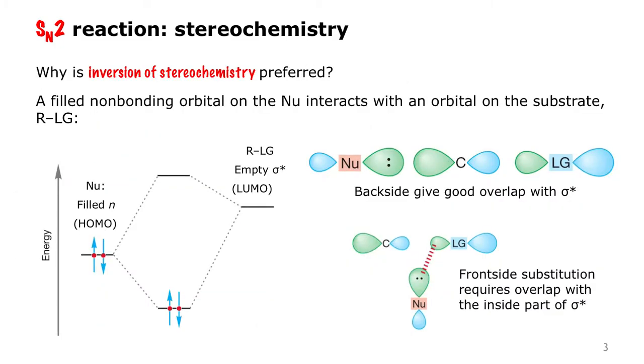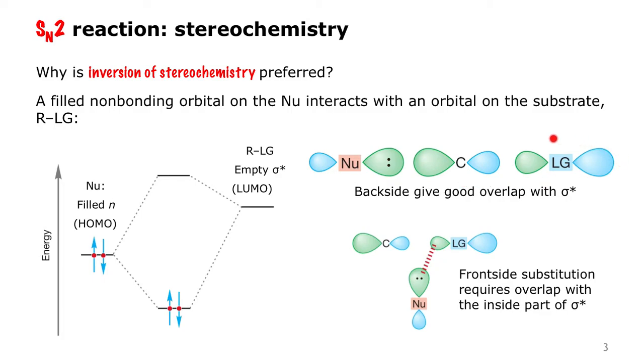So why is inversion of stereochemistry observed? Why is this the preferred pathway? It has to do with the orbital interactions during the reaction. So in this reaction, like we've talked about previously, we have a nucleophile with a filled highest occupied molecular orbital interacting with the lowest unoccupied molecular orbital of the substrate. And in these substrates, that lowest unoccupied molecular orbital is the antibond of the sigma bond between the carbon and the leaving group. And that's illustrated here.